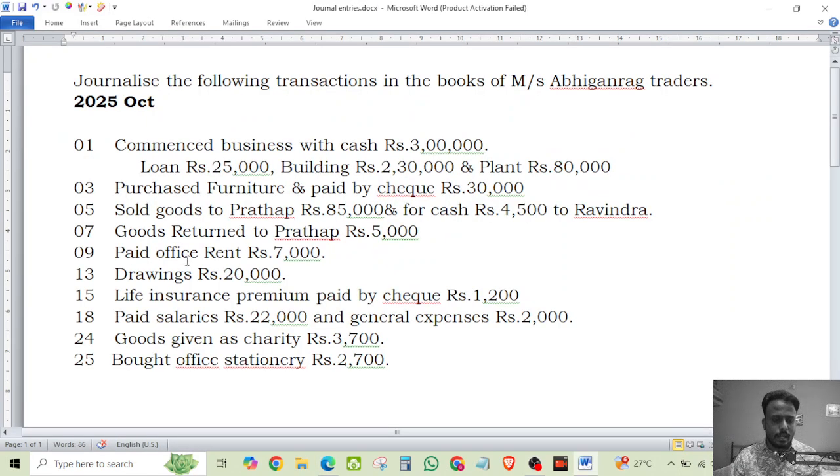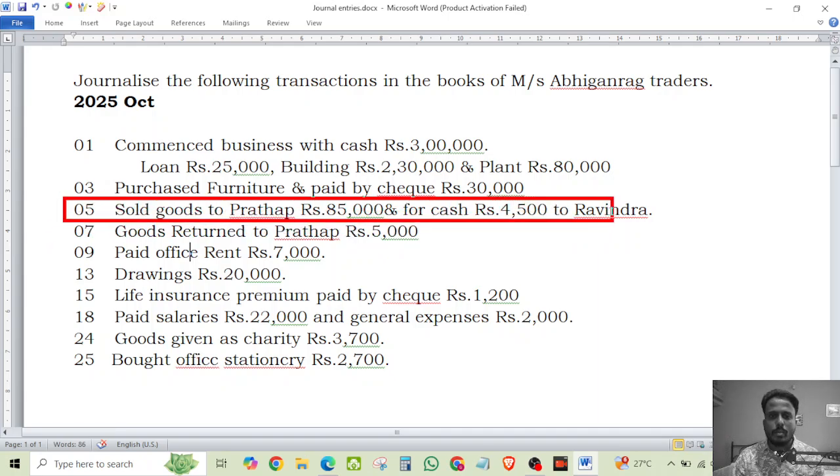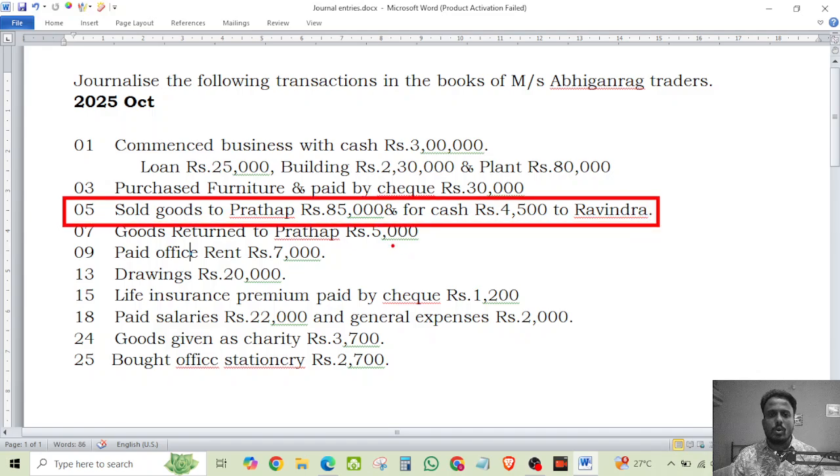So we'll go to the next date, that is on 5th. On 5th, what is actually happening here? Sold goods to Pratap. Whenever a name is mentioned, we have to be very careful, because whenever a name is mentioned, it is a credit transaction. Here Pratap's name is mentioned, so it is a credit transaction, that is 85,000. And also sold goods to Pratap rupees 85,000 for cash and 4,500 to Ravindra. So here the name is mentioned, along with the name cash is given. So we'll consider this 85,000 transaction as a cash transaction.